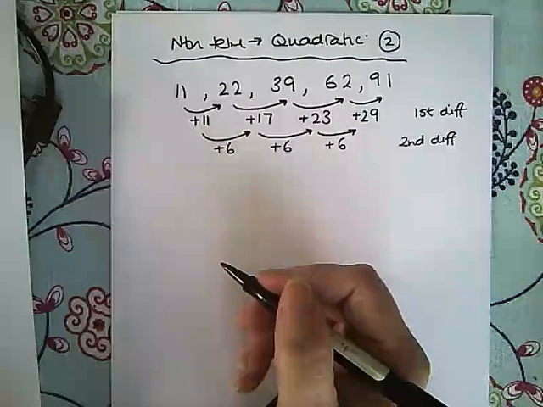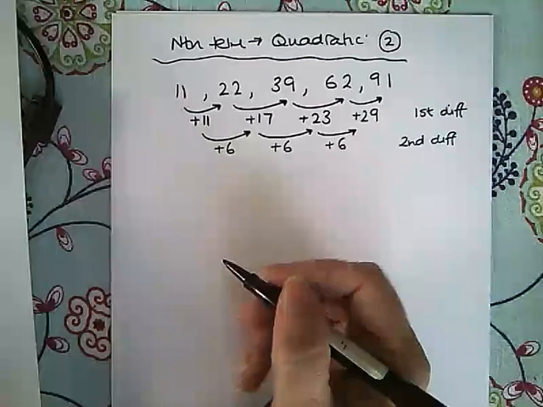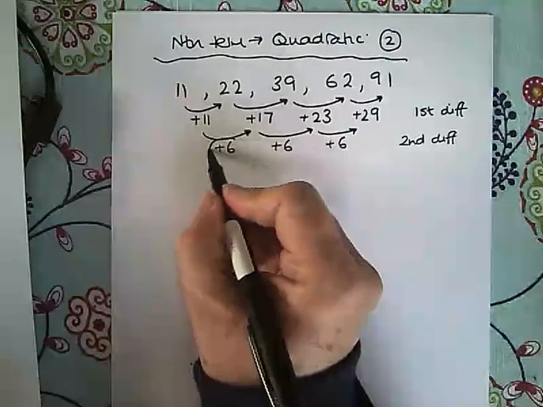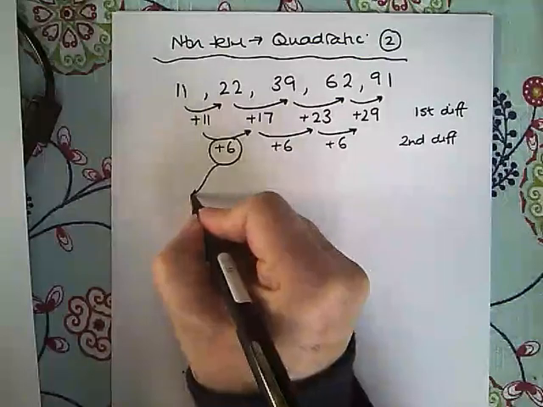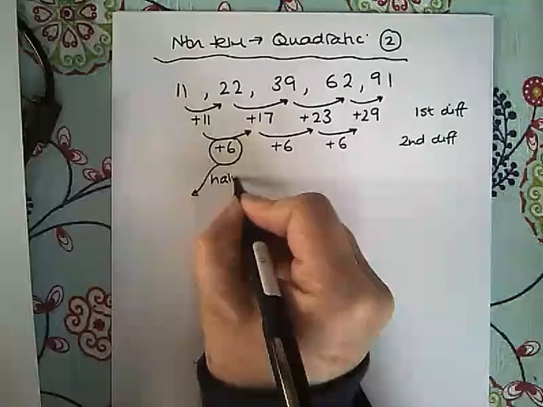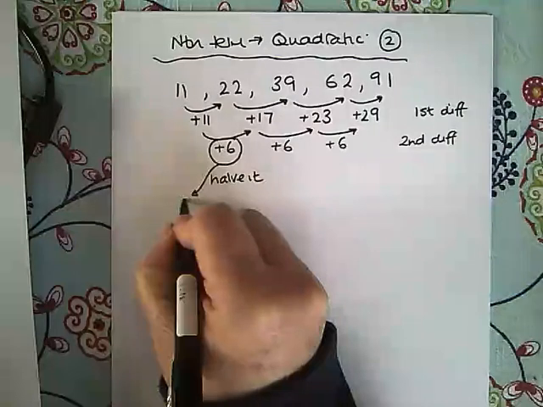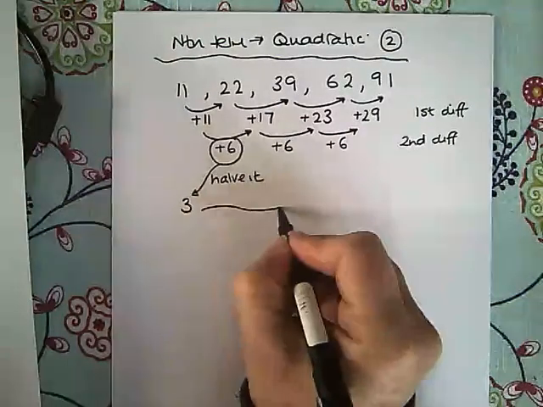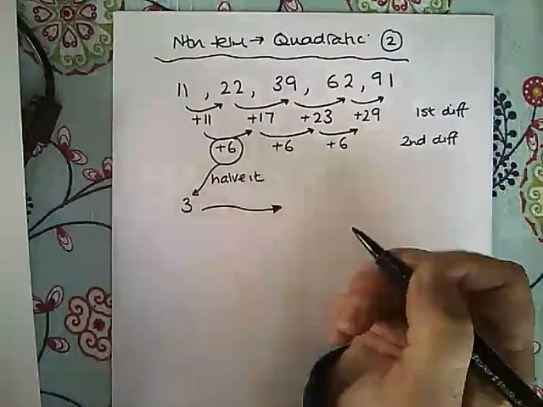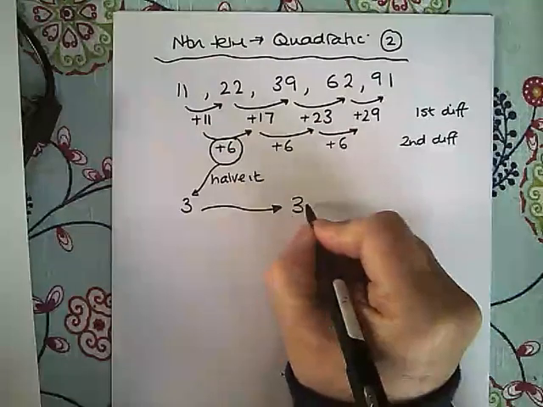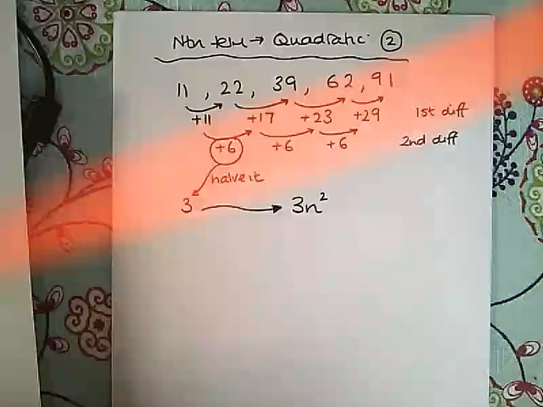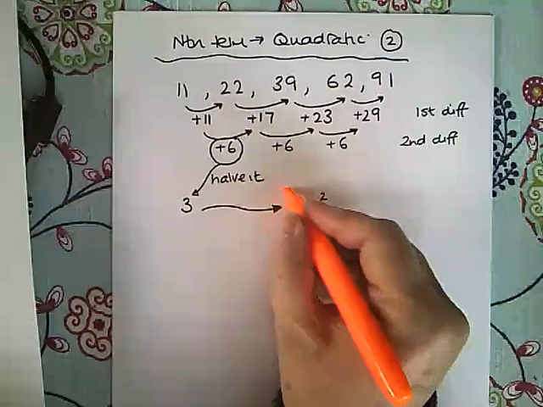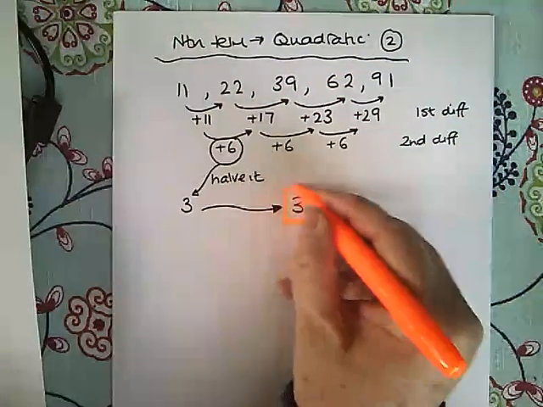got a quadratic sequence, which means it's got n squared in the rule. I take the second difference, which is constant, I halve it, that gives me 3, and that tells me what the number in front of the n squared is. So in this case we are going to have 3n squared, and I'm going to highlight that using my orange so I keep the colours as the previous video.